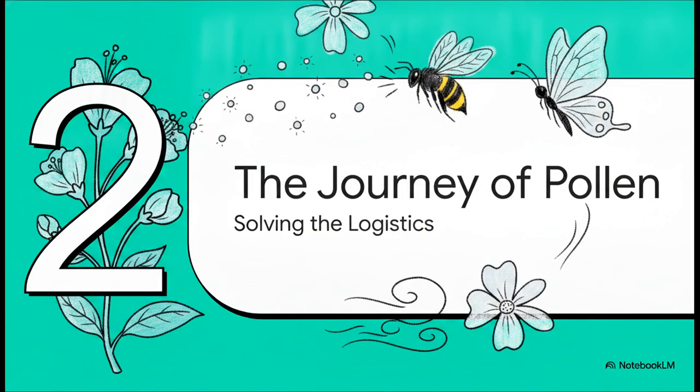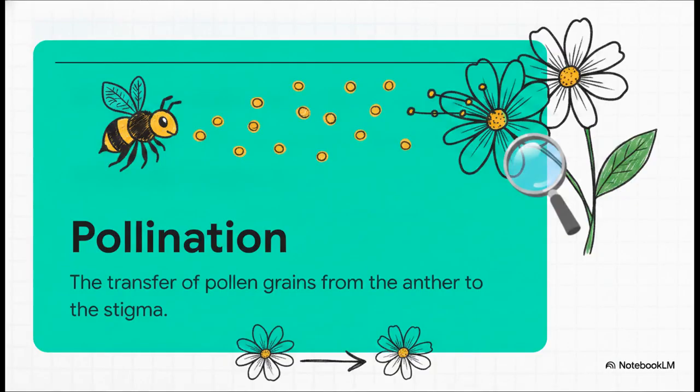Moving on to part 2, the journey of pollen, solving the logistics. If you literally can't walk over to your mate, you're going to need a delivery service. And that is pollination. By definition, it's just the transfer of pollen grains from the anther to the stigma of a flower. It's the plant world's elegant, fundamental solution to the whole mobility problem.